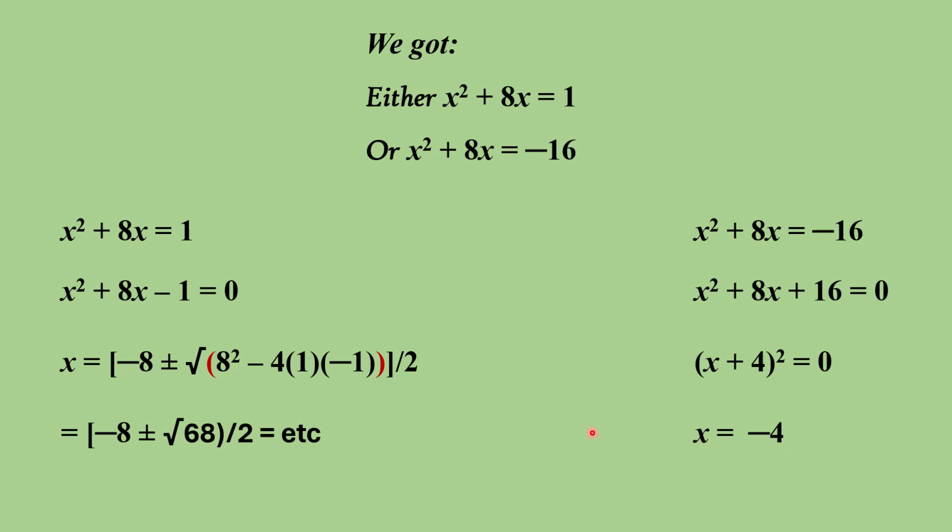Although there are two solutions, since x is an integer, we did not take the first one. What will it give? Square root of 68 will not give you an integer. So we are taking this one, which is a complete square, x plus 4 whole square, a perfect square. So x plus 4 whole square equal to 0, x equal to minus 4. So we take this value x equal to minus 4. So the answer is x equal to minus 4.